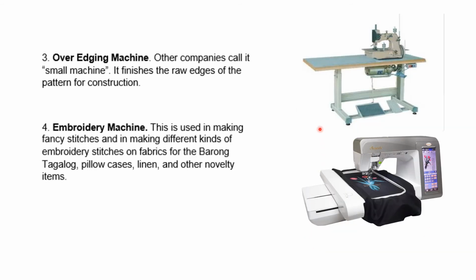We also have number 3, over-edging machine. Other companies call it small machine. It finishes the raw edges of the pattern for construction. Over-edging machine. We also have the embroidery machine.